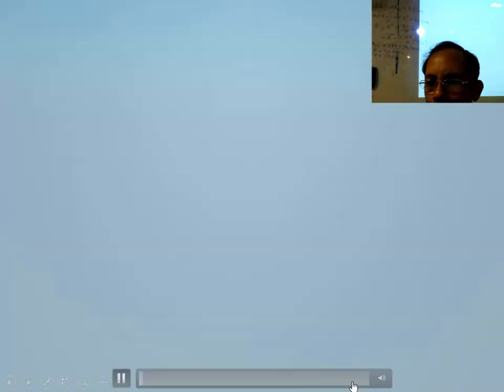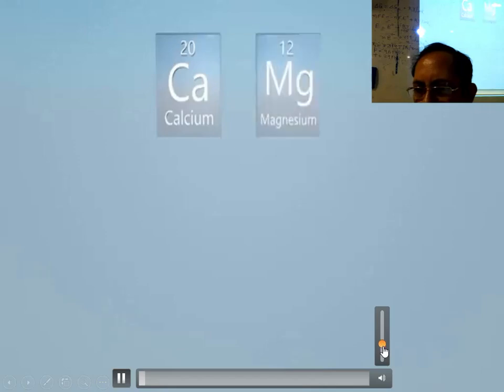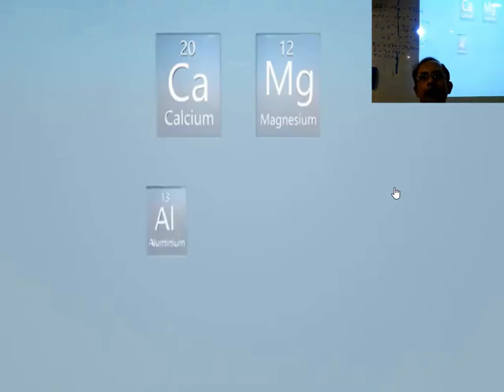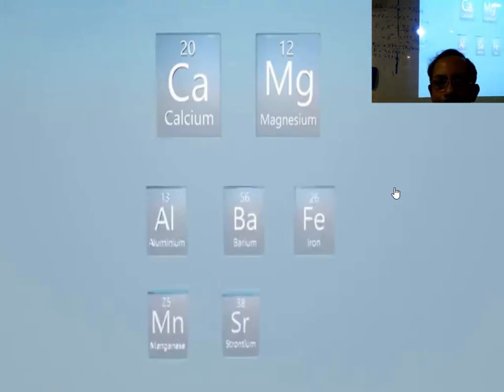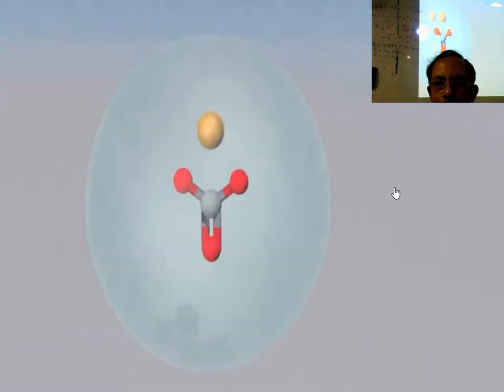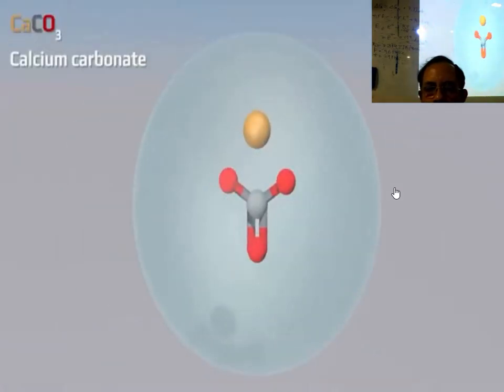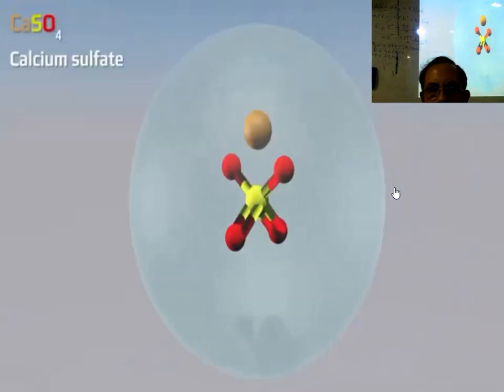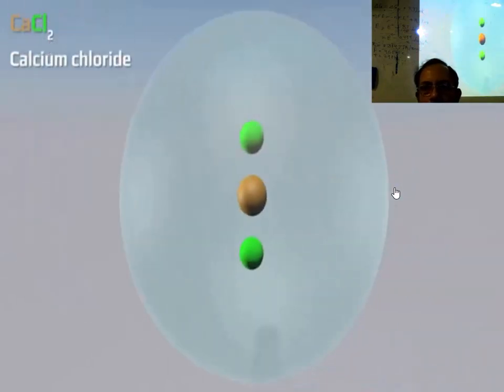If water contains high amounts of calcium and magnesium ions, it's considered to be hard water. Some other metal ions, such as those of aluminum, barium, iron, manganese, strontium, and zinc, also contribute to the hardness of water. These ions are found in water in the form of carbonates, bicarbonates, sulfates, and chlorides.